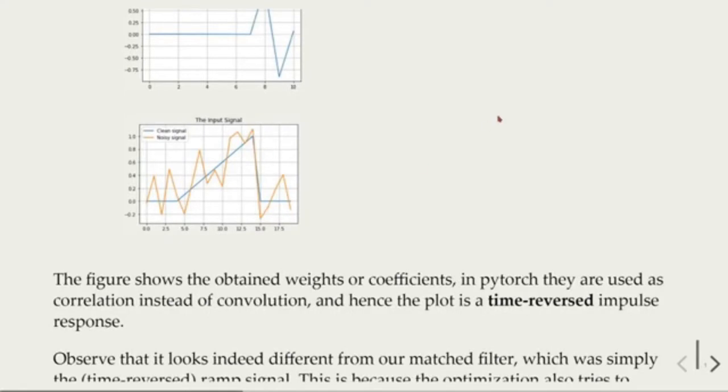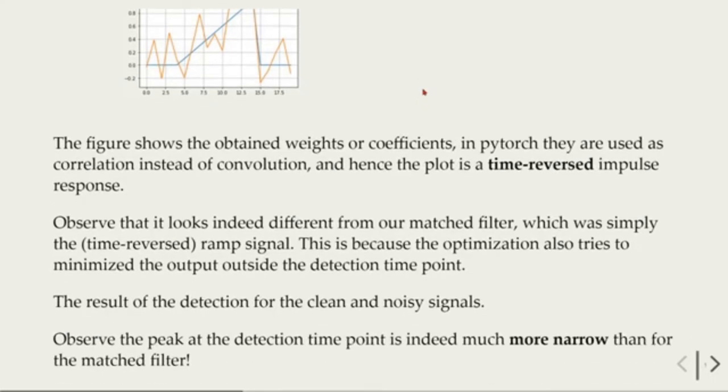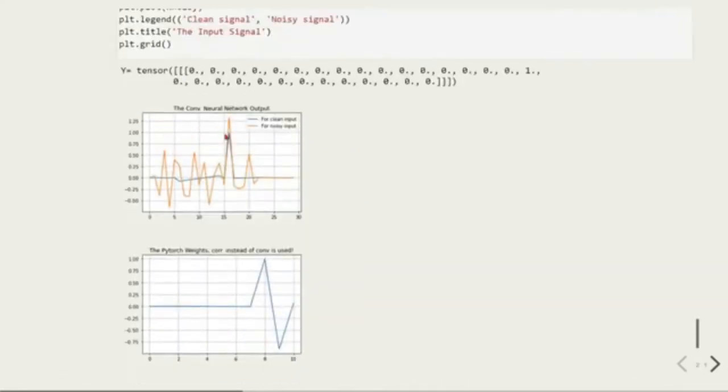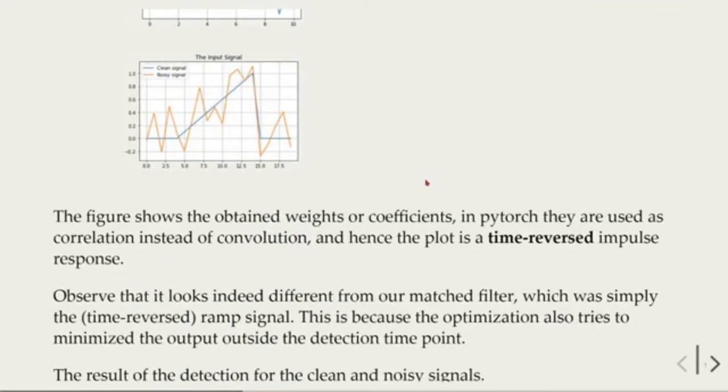The figure shows that the obtained weights or coefficients in PyTorch are used as a correlation instead of convolution, and hence the plot is the time reversed impulse response. Observe that it looks indeed different from our matched filter, which was simply the time reversed ramp signal. This is because the optimization also tries to minimize the output outside the detection time point. The result of detection for the clean and noisy signals is shown here. And we can observe the peak at the detection time is indeed much narrower than when compared to the matched filter.